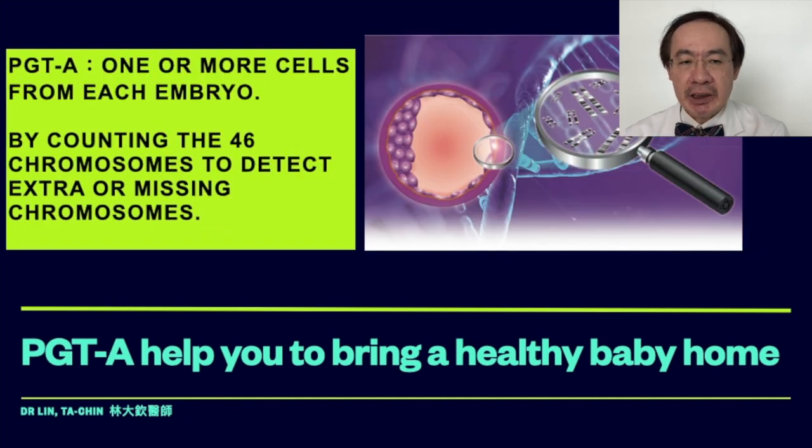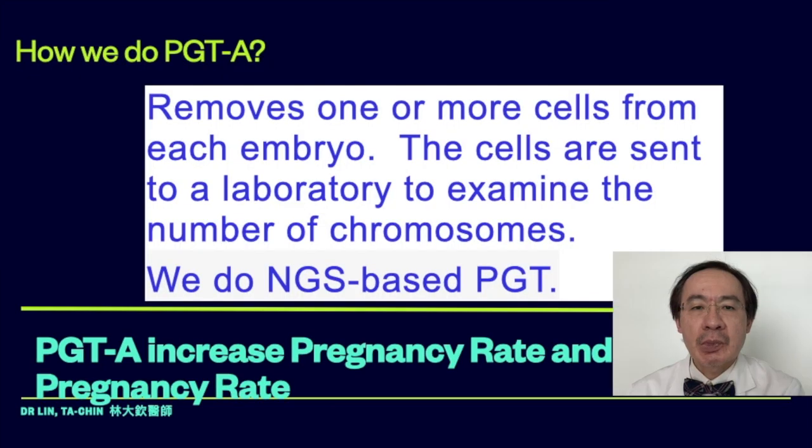A skilled embryologist removes one or more cells from each embryo. The cells are sent to a laboratory to examine the number of chromosomes in the embryos. We test the embryos by counting the 46 chromosomes to detect extra or missing chromosomes. We call this kind of abnormal embryo aneuploidy. We select the embryos without extra or missing chromosomes, that means embryos without aneuploidy, for embryo transfer. Therefore, we call it PGT-A.